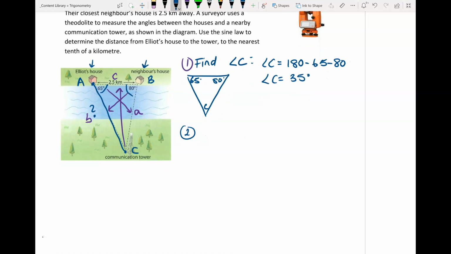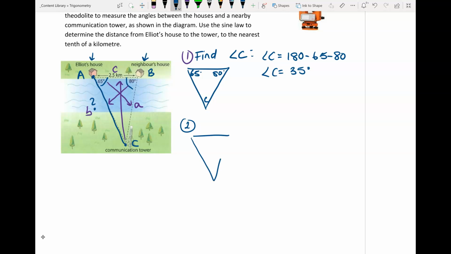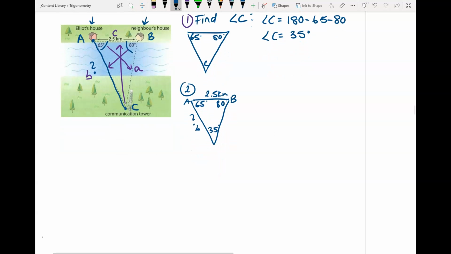Now this is our new scenario. We know this is 35 degrees, this is 65 degrees, and this is 80, and we know the distance between these two from point A to point B is 2.5 kilometers, and we're looking for this side, which is side b. Now I have two pairs, angle C and side c. And then I can use angle B to find side b. So this is what we're going to use.